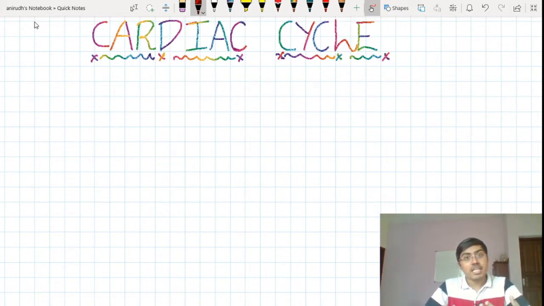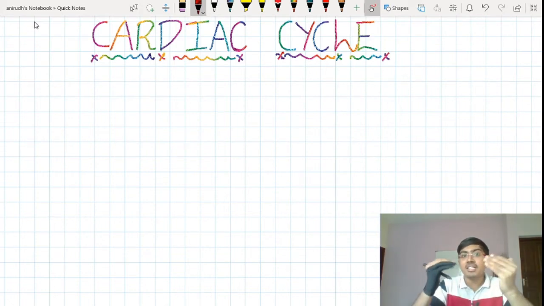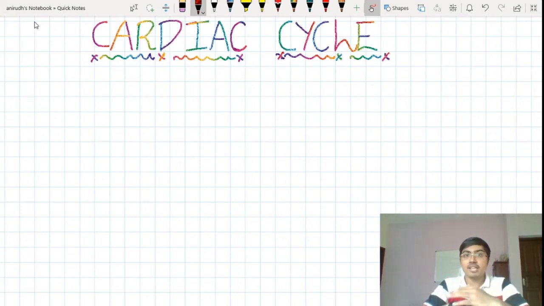So the heart is keeping on contracting and relaxing. As we know, the atria will contract together. Both the atria will contract together, and the two ventricles will contract together, right? So first the atria will contract, pushing the blood into the ventricle, and then the ventricles will contract, pushing the blood into the pulmonary artery as well as the aorta, right?